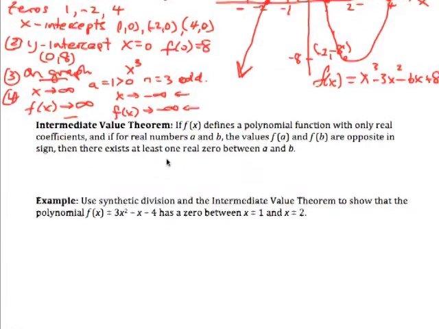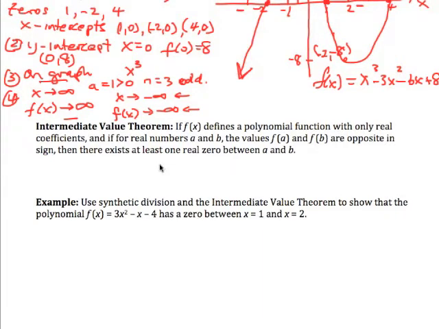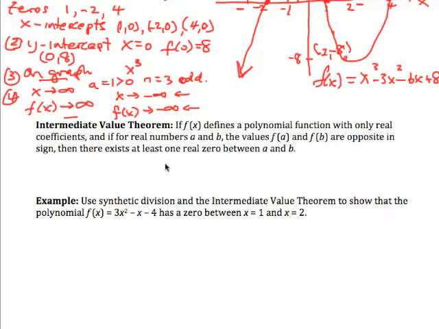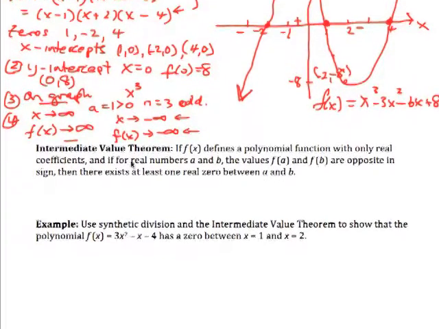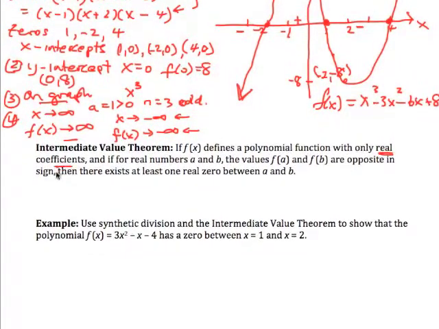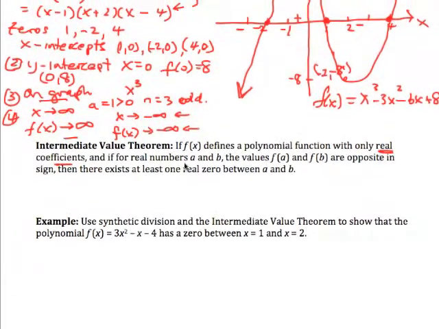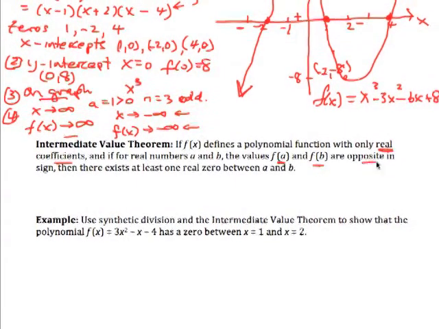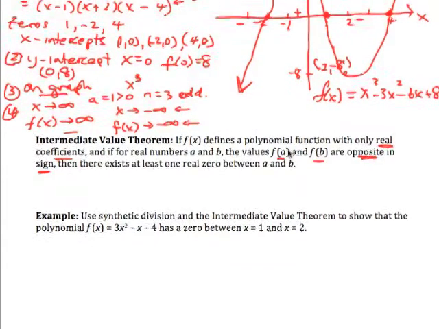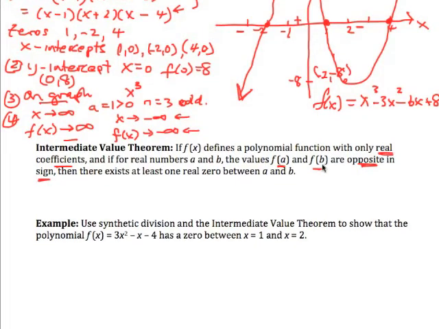Now the next one helps us to try and locate a 0, and will help us with the rational zeros theorem, or when we need to approximate a 0. Let's suppose that f of x defines a polynomial function with only real coefficients. Okay, so there's only real numbers in front of the variable x to whatever exponent, and if the real numbers a and b, all right, we have f of a and f of b are opposite in sign. So maybe f of a is positive, f of b is negative, or vice versa. F of a is negative and f of b is positive.